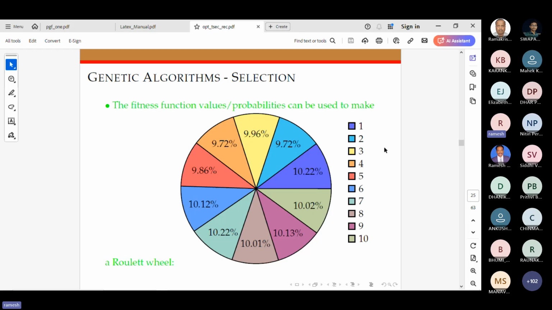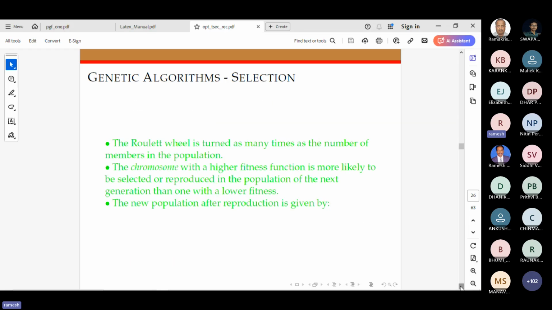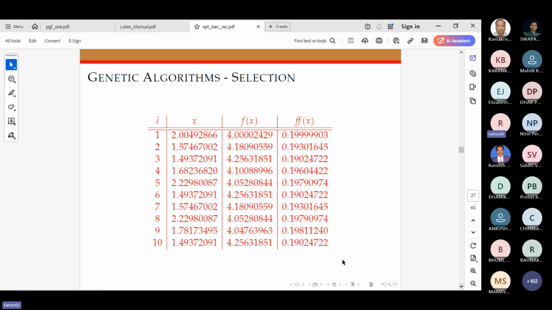So in the next 10 population chromosomes you will have a repetition of more, for example, in this case you can see the X values selection. In this particular case, this point is repeated, 2.229, 2.229. So this point is repeated. And 1.49, 1.49, this is repeated. So those values which have higher fitness function values get repeated.